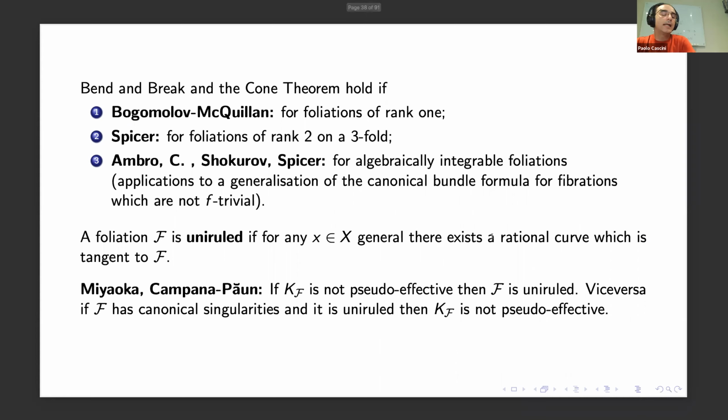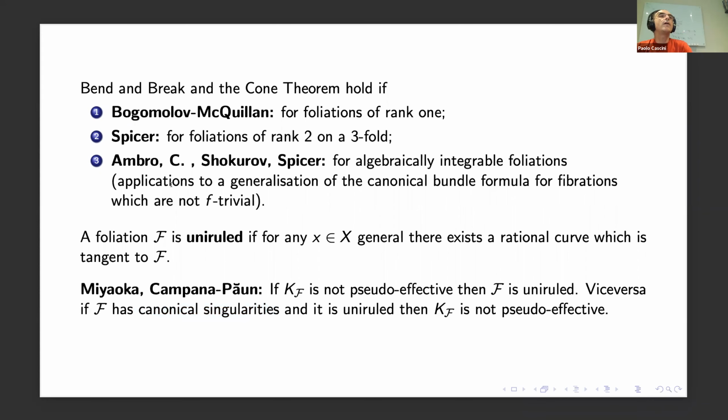So exactly like in the case of varieties, we can characterize foliations which are uniruled. By combining together results by Miyaoka and then much later by Campana and Pǎun, we know that the foliation is uniruled if and only if, at least assuming that F has canonical singularities, K_F is not pseudo-effective, the canonical sheaf of F is not pseudo-effective. So it's not the limit of big divisors. Okay, I hope I mentioned the names correctly.